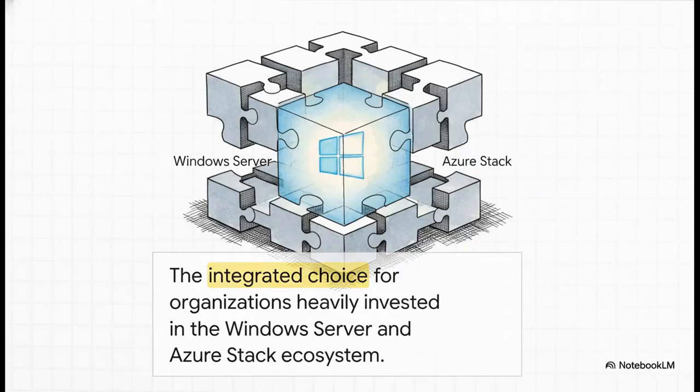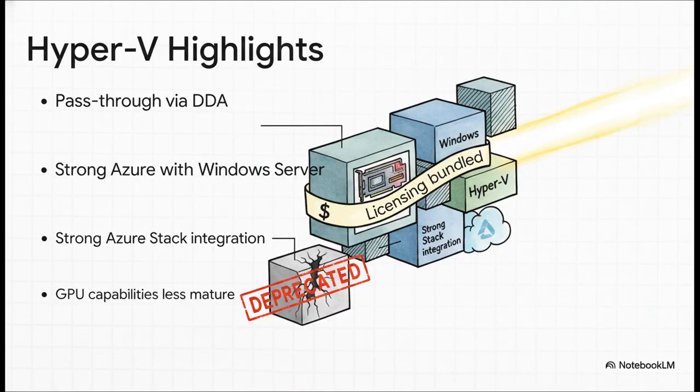Now for Microsoft Hyper-V. This is the obvious integrated choice for any organization that's already living and breathing in the Windows Server ecosystem. Hyper-V's biggest win is how snugly it fits into the Microsoft world. It just works with Windows Server and Azure Stack. And because the licensing is often bundled, it can be a really cost-effective way to get started. But, and this is important, its GPU features just aren't as mature as the others, and a key technology, RemoteFX, has been deprecated. That's a huge deal you have to keep in mind.